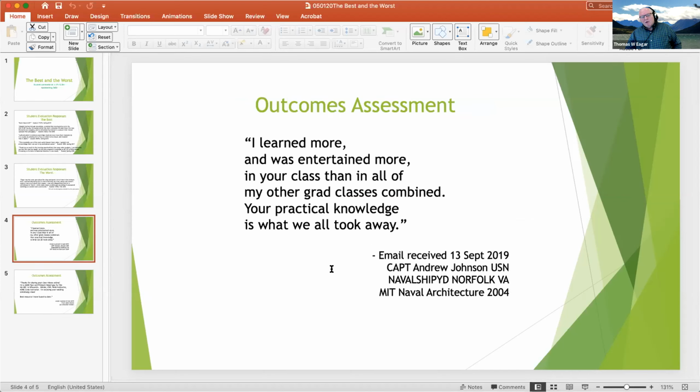There's something called outcomes assessment. You talk to someone who's been away from MIT for 5 or 10 years and say, what was the most valuable thing you had at MIT? Well, here's one I got out of the blue from a captain in the US Navy who had been in my class in 2004. This is 15 years later. I learned more and was entertained more in your class than all my other grad classes combined. I thought that was pretty good. And I wrote him back.